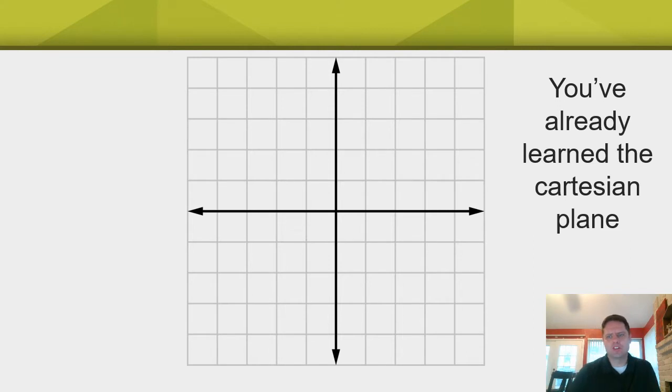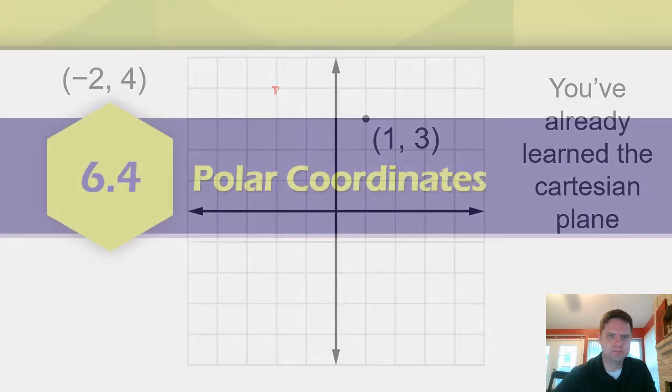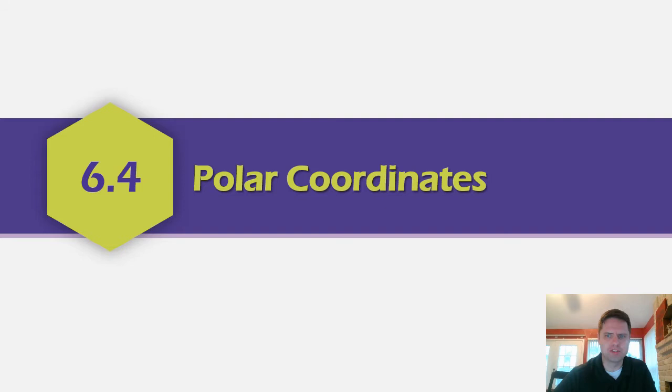Now you've already learned the Cartesian plane. It looks like this, right? Where we could identify the location of any point on the plane with an ordered pair, x comma y. For example, this point you'd be able to tell me was 1 comma 3, right? 1 in the x direction, 3 in the y direction. Or if I gave you the point -2, 4, you could go -2 over and then 4 up, and you'd find a point somewhere around there. And you could label that for us. Well, today we're going to be talking about polar coordinates, and that's what 6.4 is entitled.